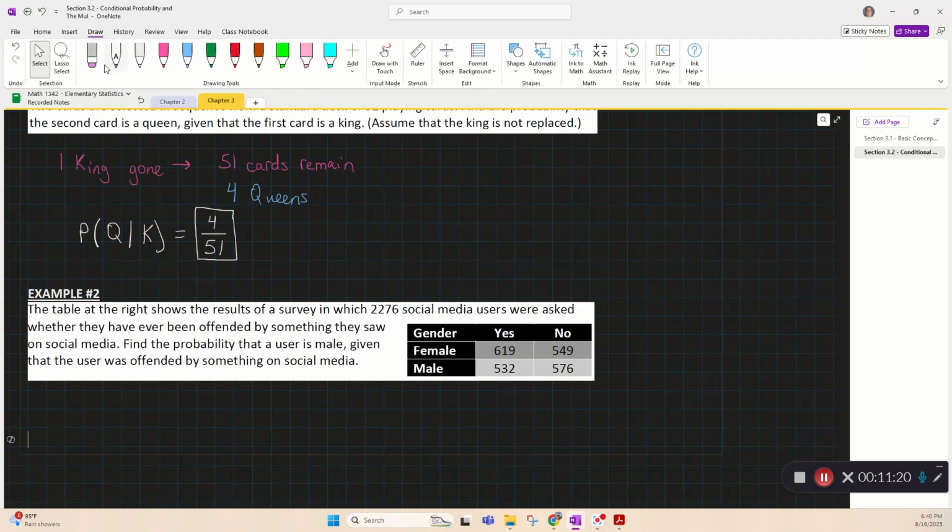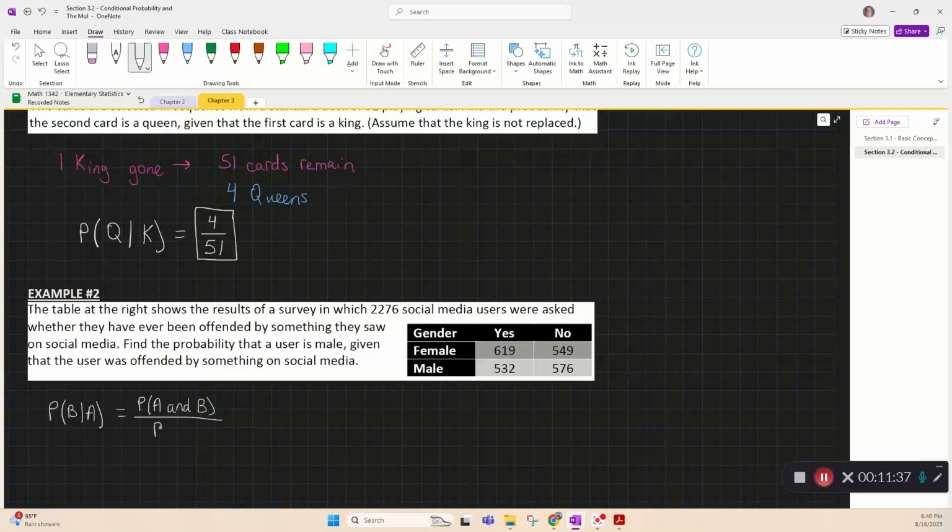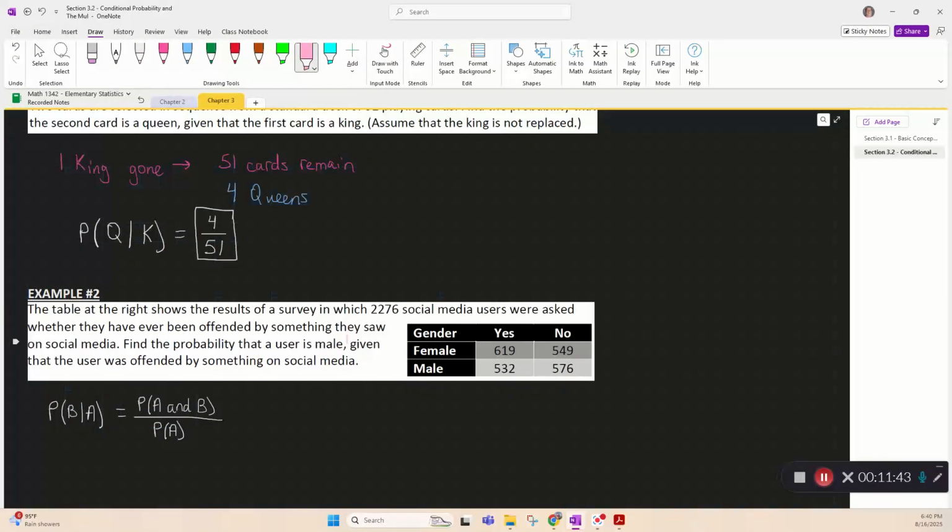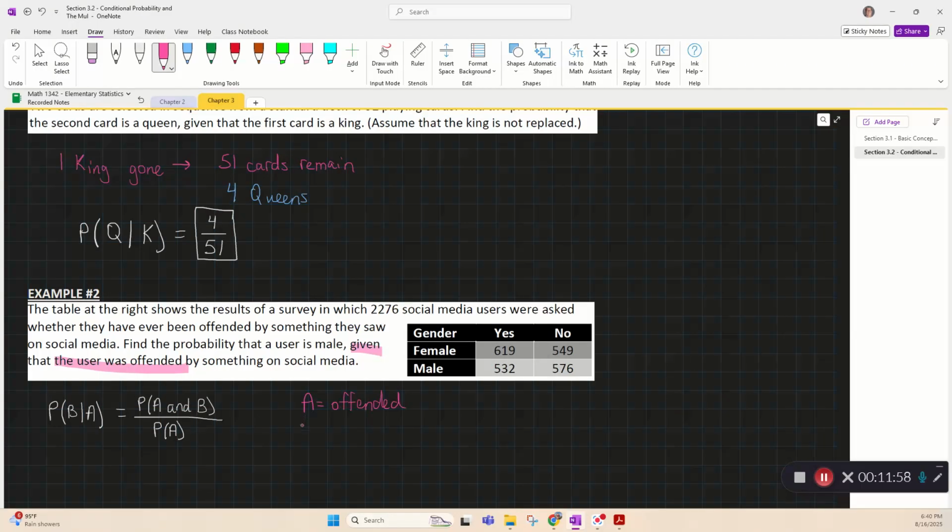So, let's think of our formula. Our formula says the probability of event B given A occurring is the probability that A and B occur over the probability of A. A is always what is given. So where do we say given the user was offended? Okay, so that means that A is going to be offended. So event B has to be that they are male.